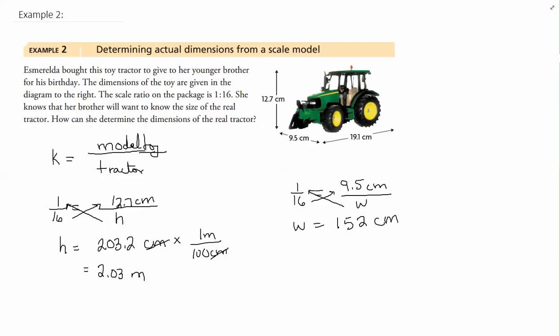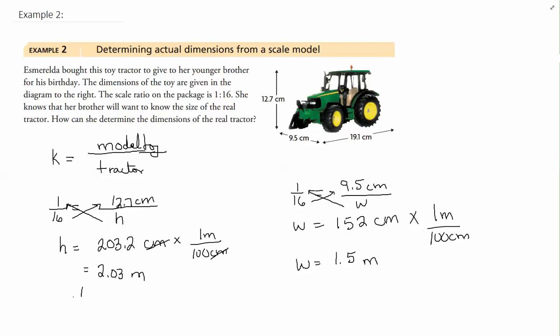152 centimeters. Again, I can convert this to meters by multiplying by 1 meter over 100 centimeters, and the width of the actual tractor is 1.5 meters, and I'm rounding this to the nearest tenth. So we have 1.5 meters. So we have the height and the width. Now all we need to find is the length. Sorry, so let me just start again for the length.